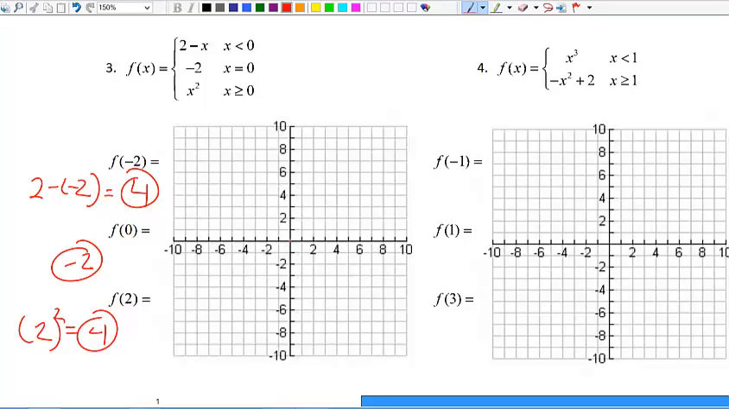So at 0, I have an open circle. I'm looking at the top equation now. So 2 minus 0 is 2, so at 2, I have an open circle. And then as I go to negative 1, I'm at 3. And as I go to negative 2, I'm at 4. So it looks like I've got a straight line going that way.